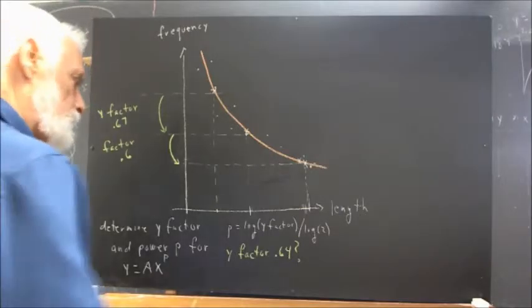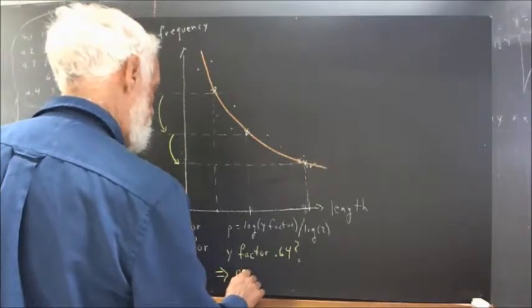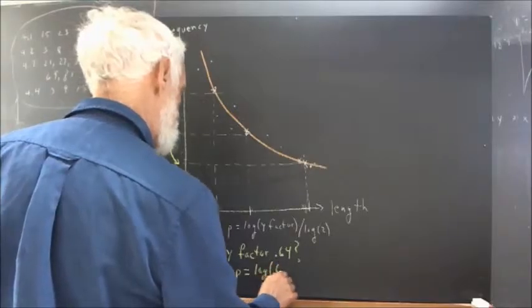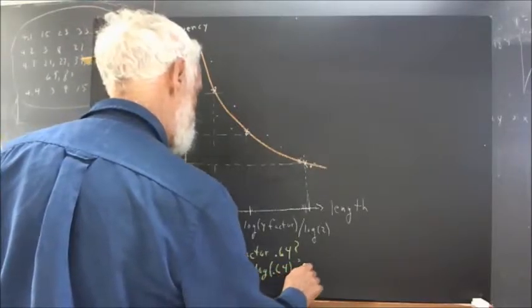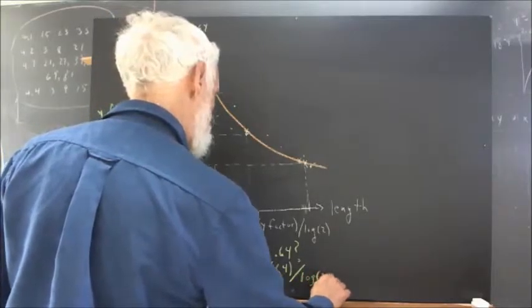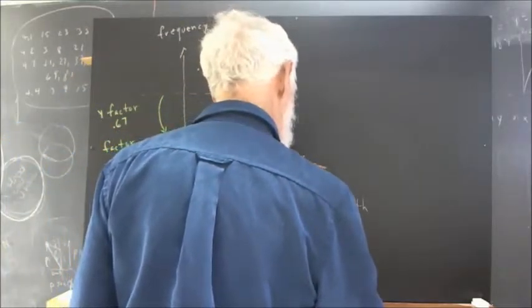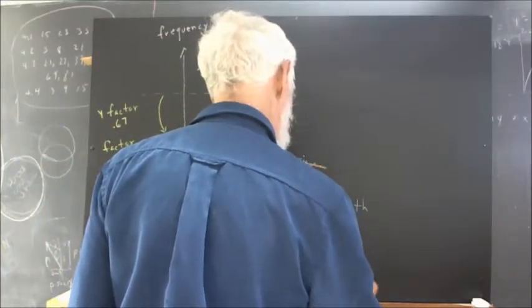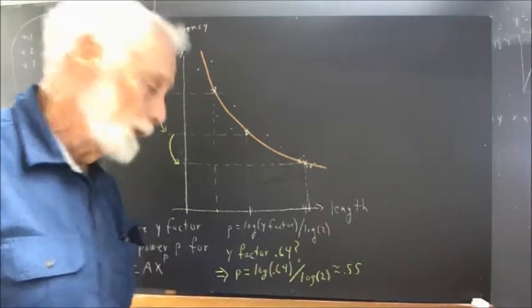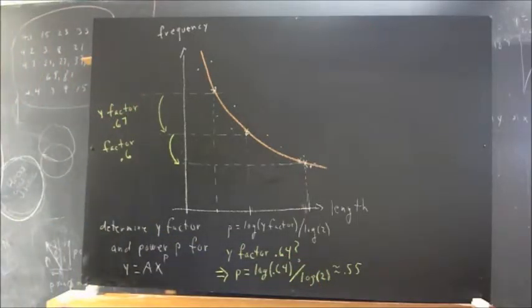Now that means that P should equal the log of 0.64 divided by the log of 2. And I think that comes out about 0.55. I'm doing that by an honest middle estimate, and I could be off, but I think that's probably going to be around 0.55.